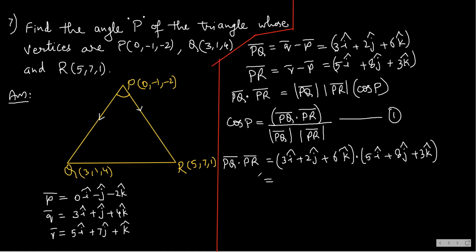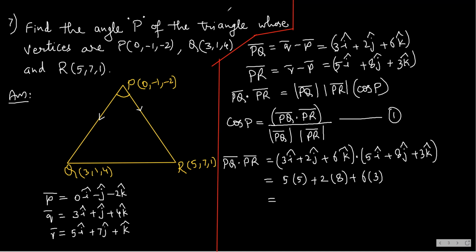So you will multiply and you get 3 into 5. You multiply the corresponding coefficients. That is, coefficient of I cap in this vector is multiplied to coefficient of I cap in this vector. Same for the coefficient of J cap. So 2 into 8, you have 2 into 8 plus 6 into 3.